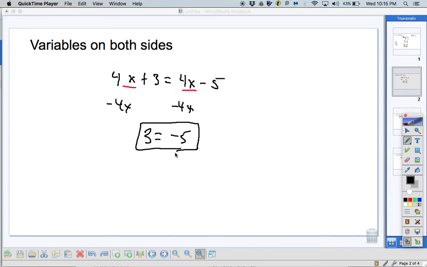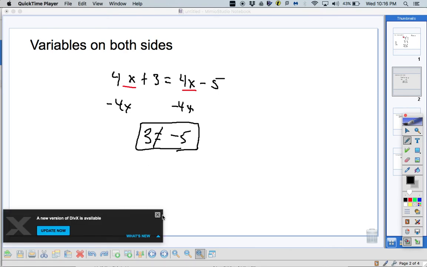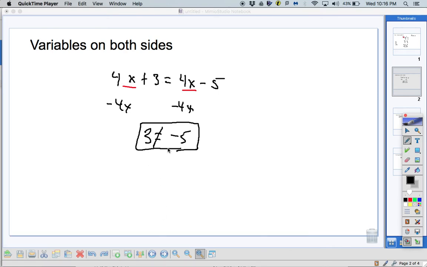Now I look at this problem, and it says 3 equals negative 5. You should know by now that 3, of course, does not equal negative 5, and there's no way it can equal negative 5. So what's happening here is no matter what x we pick, this is always going to be a false statement. 3 will never equal negative 5. So the solution here is going to be the words, no solution. There is no possible solution that I can come up with for x where 3 is going to be negative 5. So the answer then, of course, is no solution.